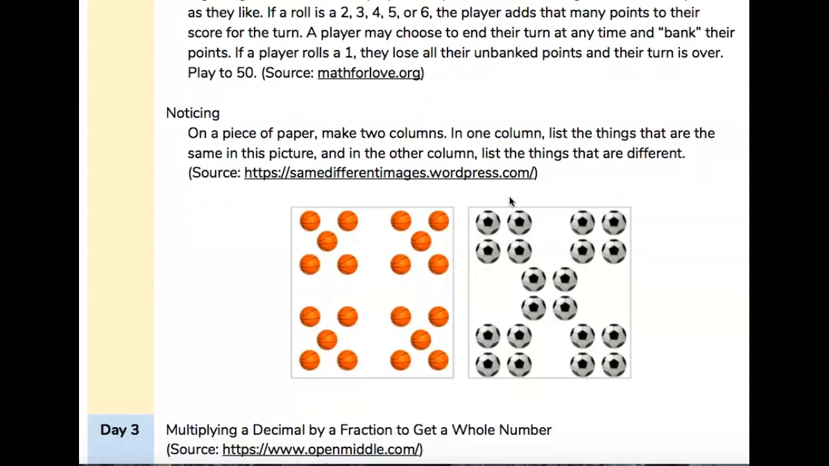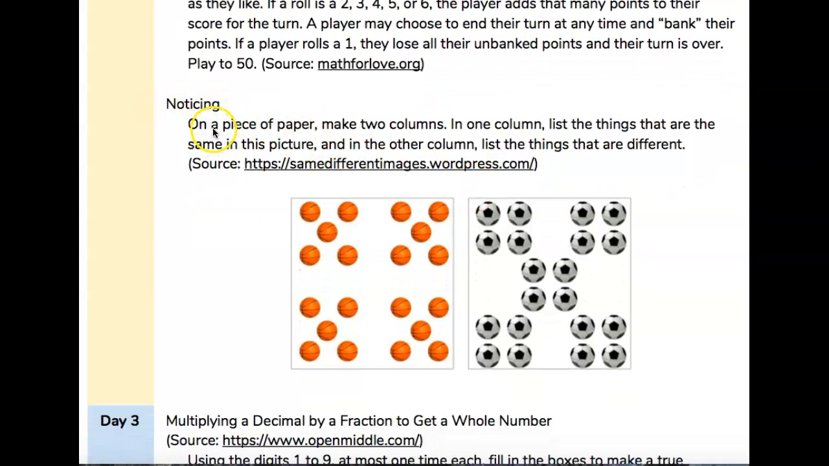All right, now we're in the noticing. This says noticing. It says on a piece of paper, make 2 columns. In one column, list the things that are the same in this picture. And in the other column, list the things that are different. So you're going to make 2 columns. This column is same, and this column will be different. I won't be able to fit different, so I'm just going to put diff for different. Okay, that should work for us. All right, so let's take a look.